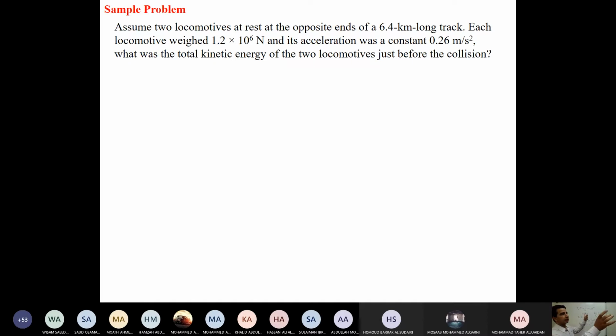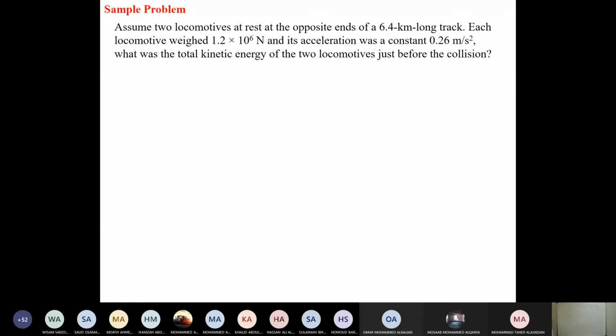Let's say there are two locomotives at the ends of the track, and both of them are coming and hitting each other. So if the track from here, from train A to train B, is 6.4 kilometers in total, and both of them have the same mass and are accelerated by the same amount, everything is the same. So how much distance will each locomotive cover? 3.2, because the total distance between them is 6.4. So 3.2 will be the distance that they will cover. 3.2 on this side, 3.2 on this side.